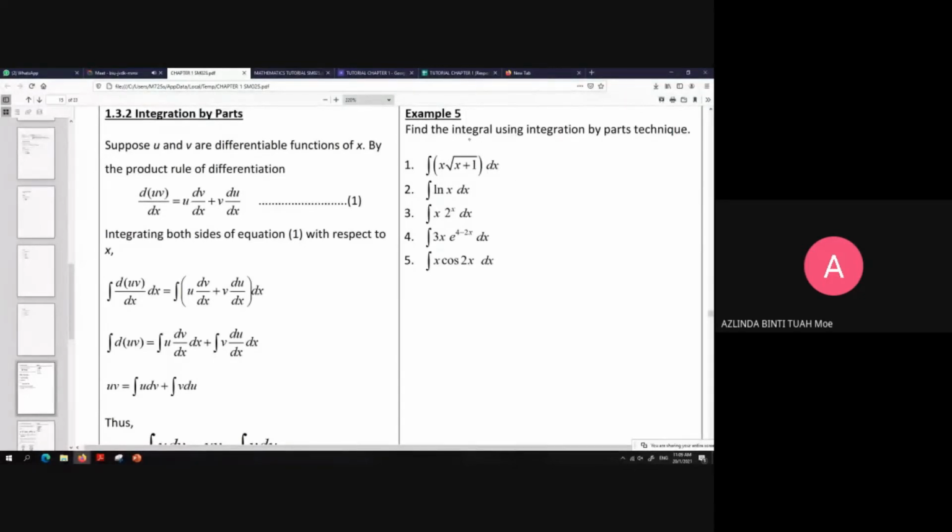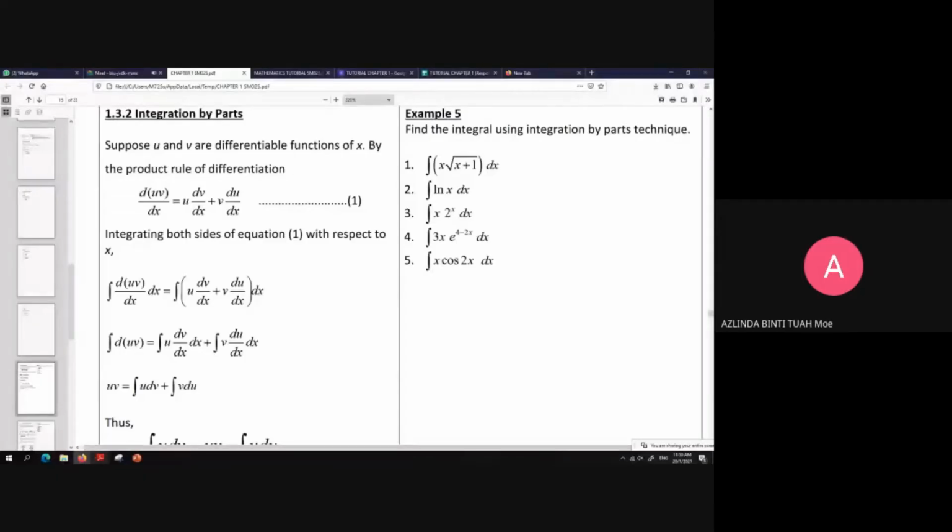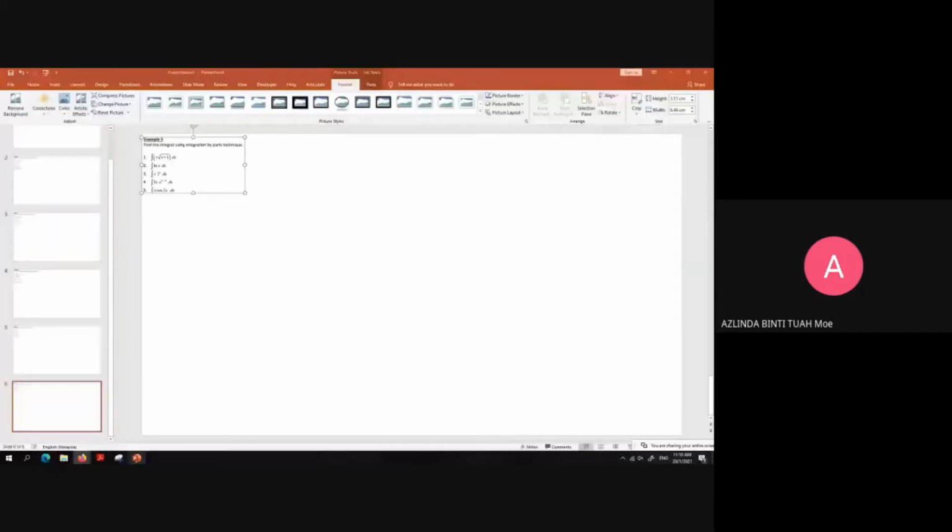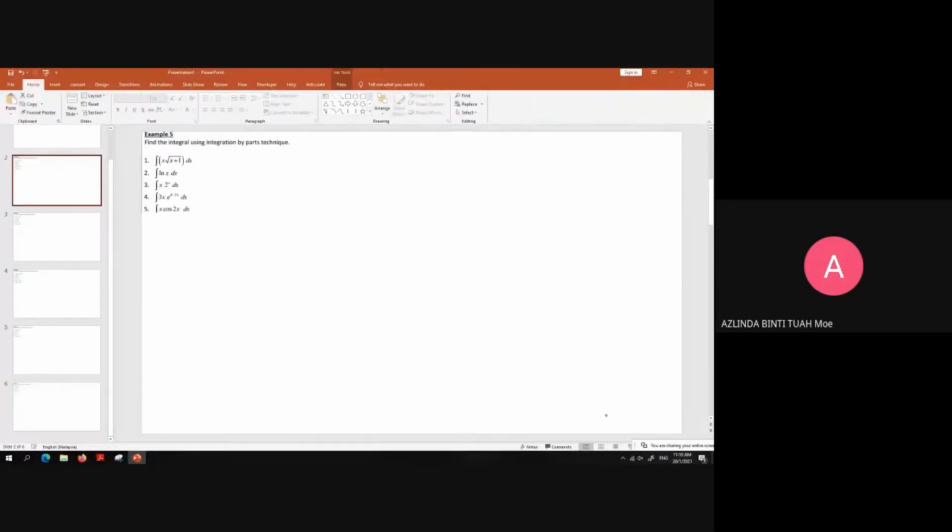Okay, example 5, we start with example 5, number 1. I'll show you an example, then I'll ask few of you to solve the rest of them. Okay, example 1 from the lecture note. Make sure you copy this down.